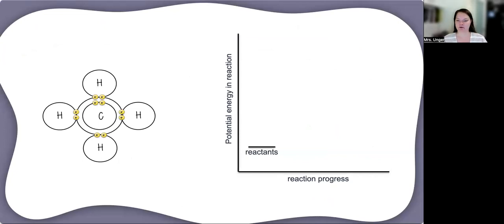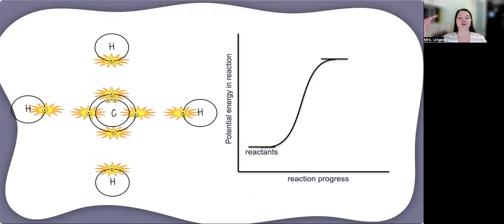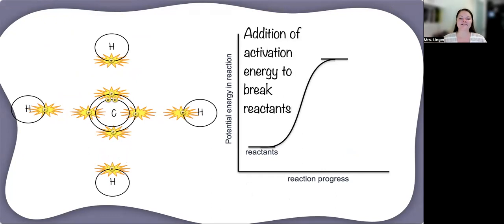So a common graph that we're going to look at here is a comparison of the reaction progress. We'll have the reactants on the left, the products on the right, and the potential energy on the y-axis. The reactants have a certain amount of energy in them. Then to break them up, we need to add energy. That means they have increased how much potential energy there is. They've gone to a higher energy state and they are now unstable. So addition of activation energy, that's how we get the molecules going.